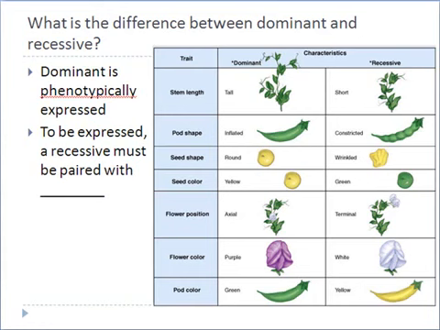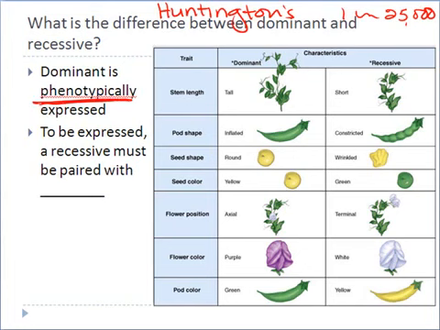Huntington's disease is a dominant disease, and yet only about 1 in 25,000 people in the US have Huntington's disease. It's very rare, even though it's a dominant disease. Dominance has nothing to do with frequency. Dominance has everything to do with determining what is phenotypically expressed.